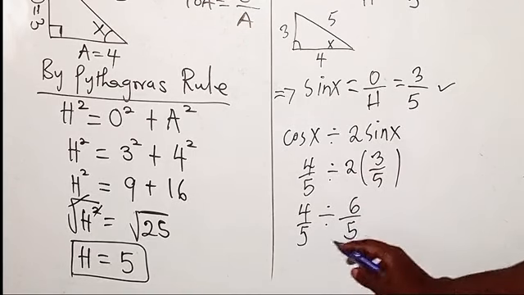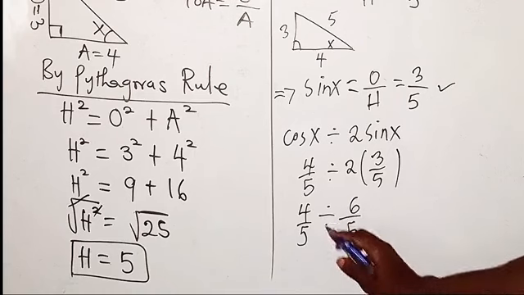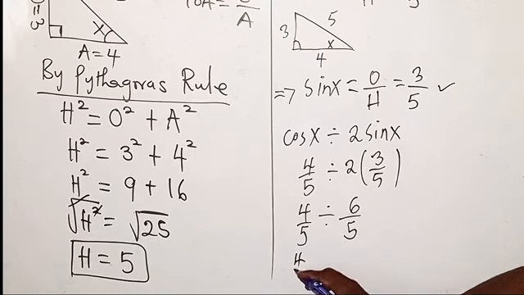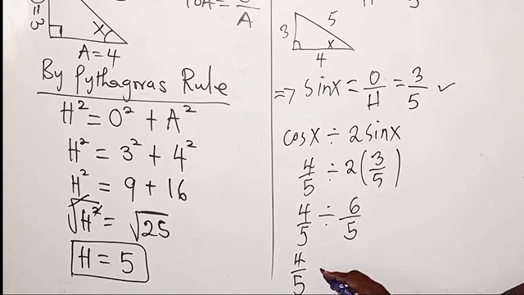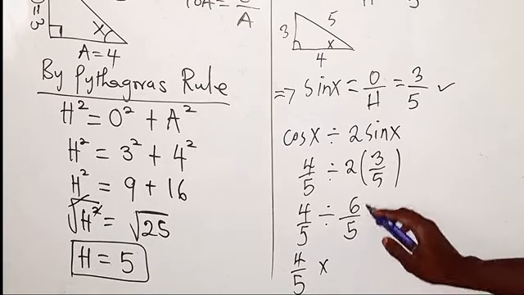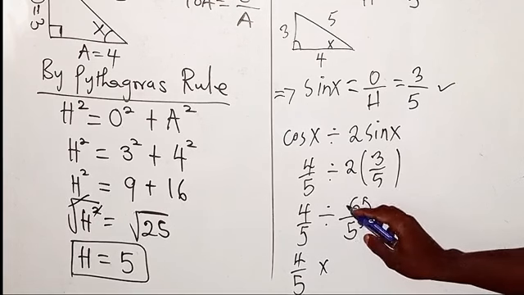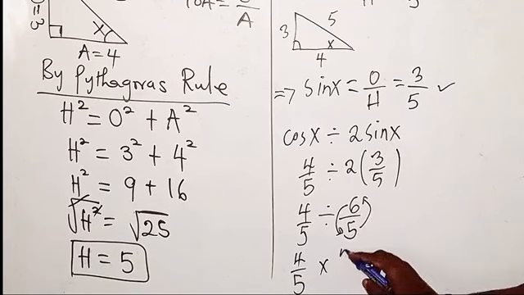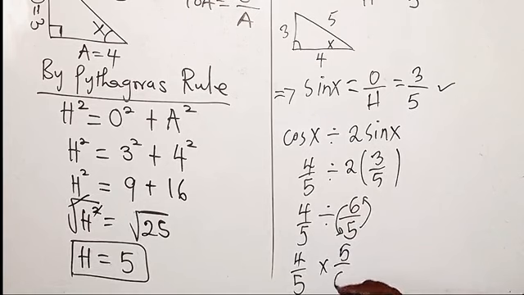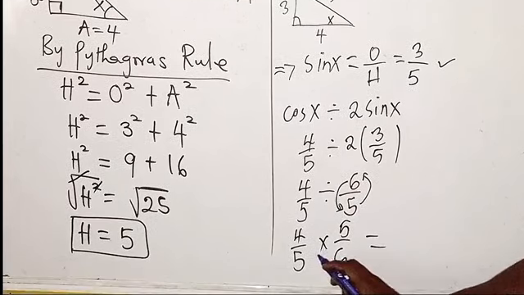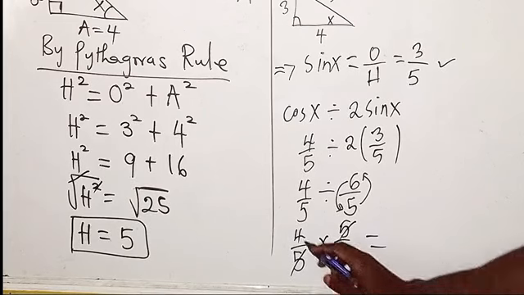So now we need to change this division sign to what? To multiplication. 4 over 5 multiply. If you do that, this will be flipped, this will go up, then this will come down. We have 5 over 6. So therefore the 5 here, we cancel the 5 here.